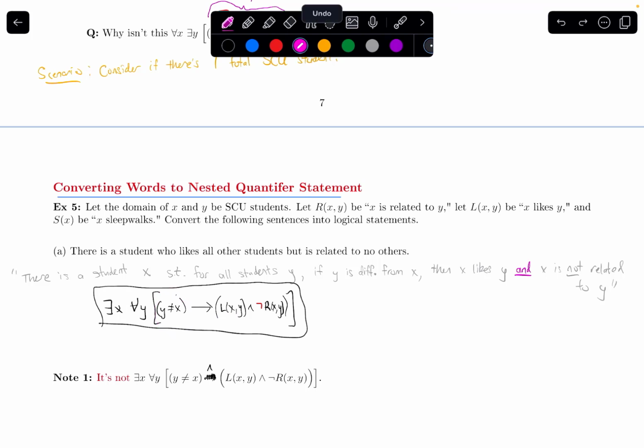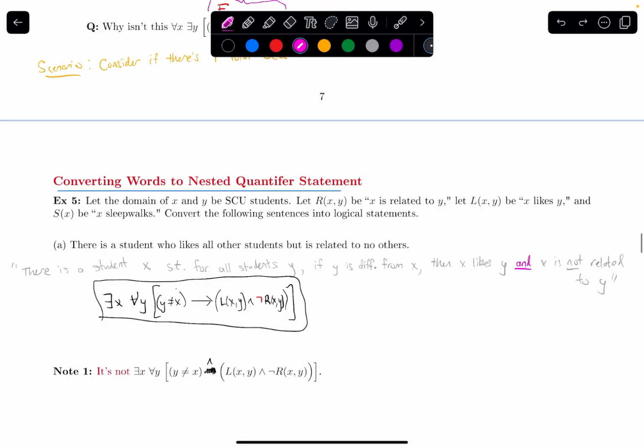So let's break that down a little bit more, because I have a for all y statement here. For a for all y statement to be true, it needs to happen for every single value of y. So when y is the first student, this has to be true, and when y is the second student, this has to be true. So is that going to happen? Even if I just focus on this first part, is it going to be true that for all values of y, y is different from x? Well, no.